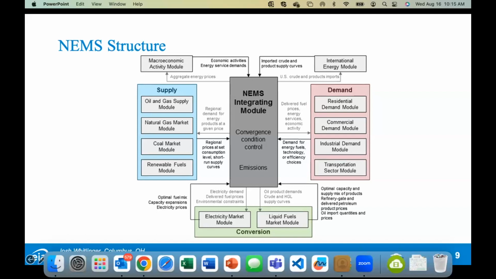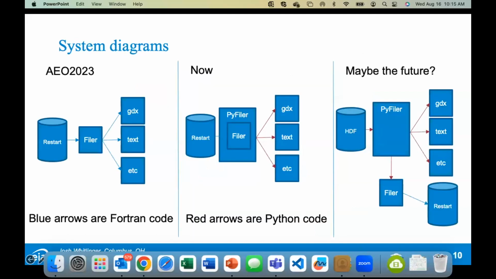So we worked on a modular modernization effort. So AEO 2023, you can see we have a restart file. We have a program called Filer, which is a Fortran program that understands where all these things are in a binary restart file. And then it can write out to other formats.